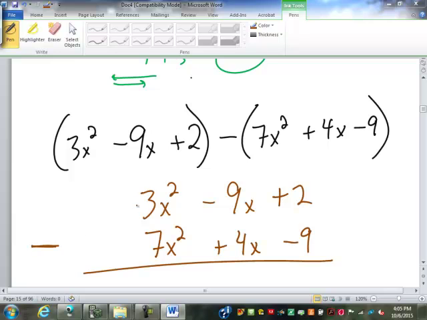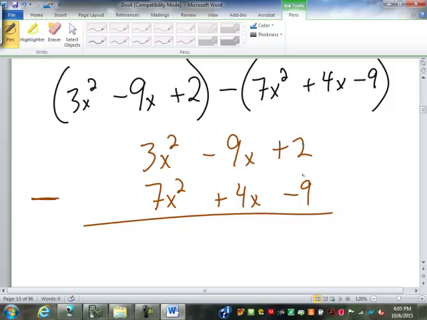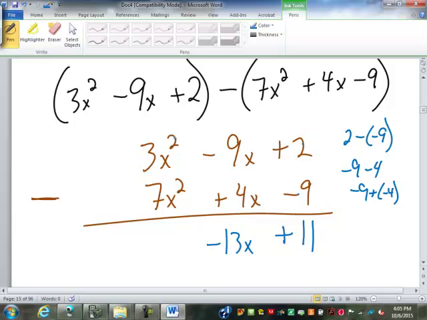Now, though, we are subtracting down each column. What is 2 subtract a negative 9? This is 2 minus a negative 9 is going to be positive 11. Good. Negative 9 minus 4. Negative 9 minus 4 will be a negative 9 plus a negative 4, or negative 13x. 3x squared minus 7x squared. 3 minus 7 is negative 4x squared.